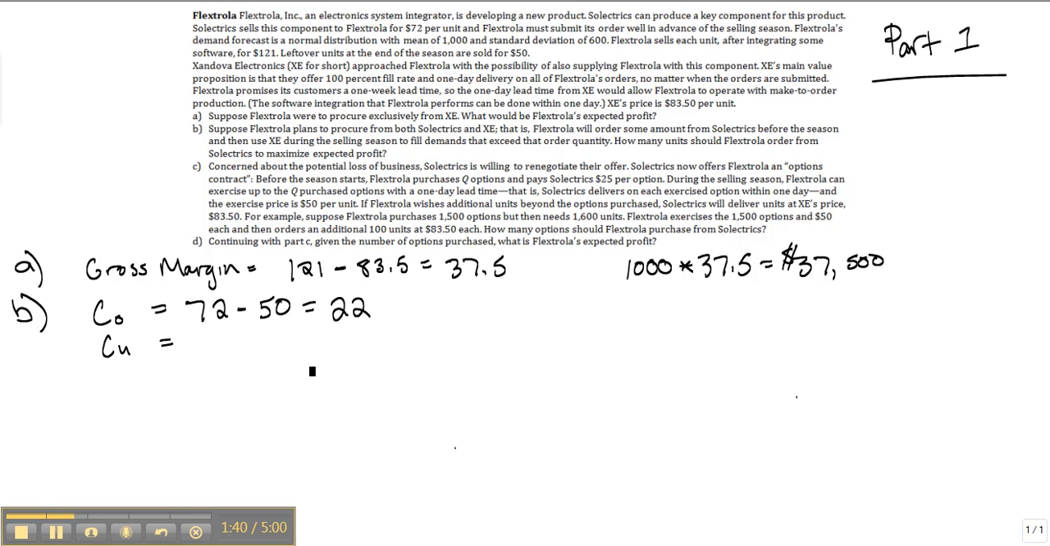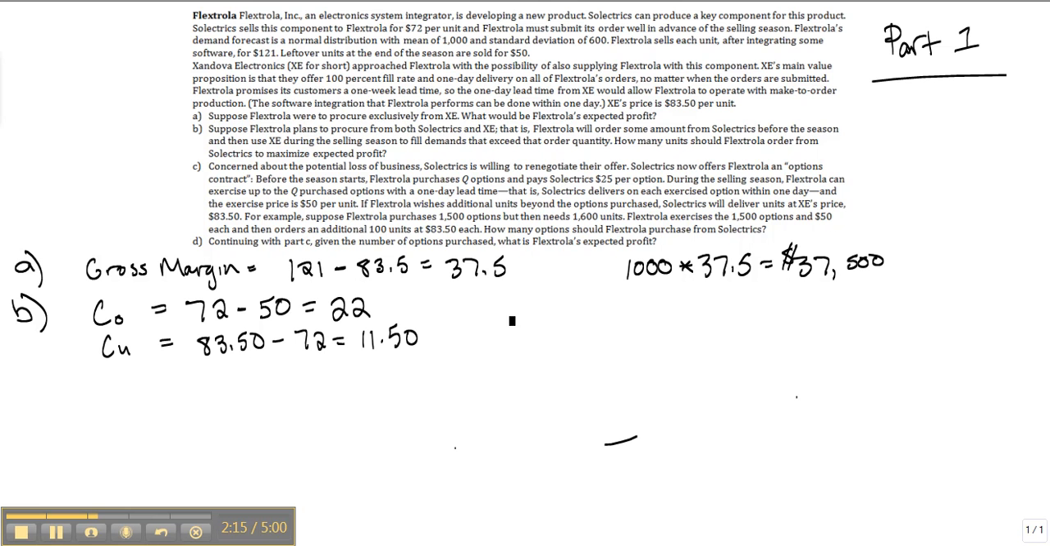The underage cost, or the opportunity cost of ordering too few, is equal to the price at which they need to purchase from XE mid-season in a second order, minus the cost they would have paid Selectrics to purchase before the selling season. So we know that the cost of getting them from XE is $83.50, and the cost from Selectrics is $72. Therefore, the underage cost is $11.50. That's basically the premium on orders from XE over Selectrics.